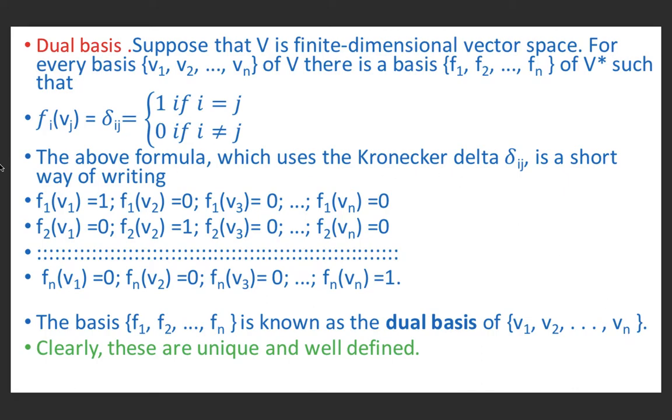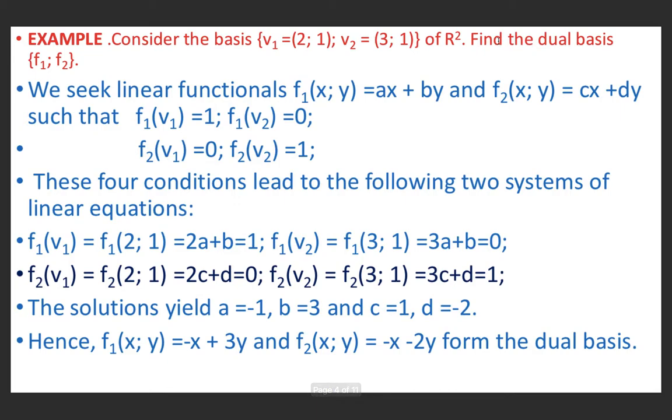Clearly, these are unique and well defined. This basis set is unique and it is also well defined. Now we will demonstrate how to find the dual basis set f1, f2 of the given basis set v1, v2 of R square, where v1 is given to be (2, 1) and v2 is given to be (3, 1).